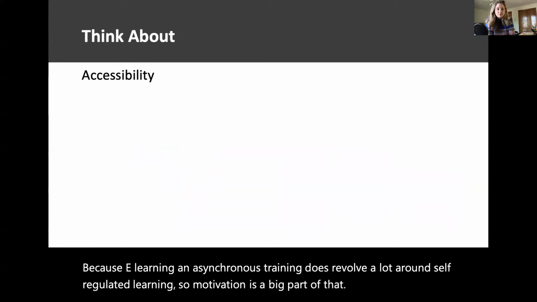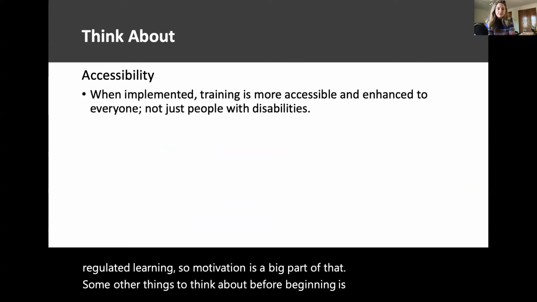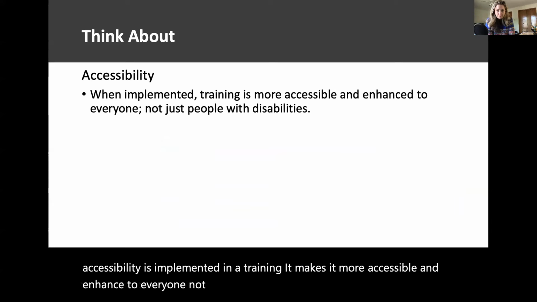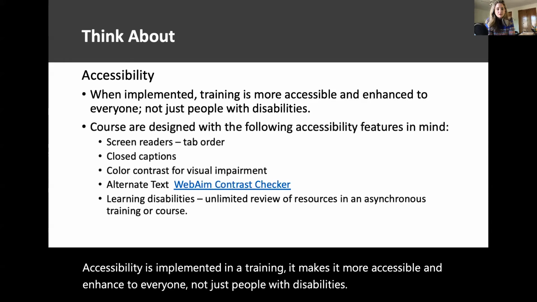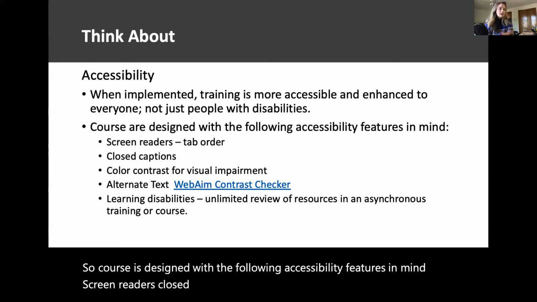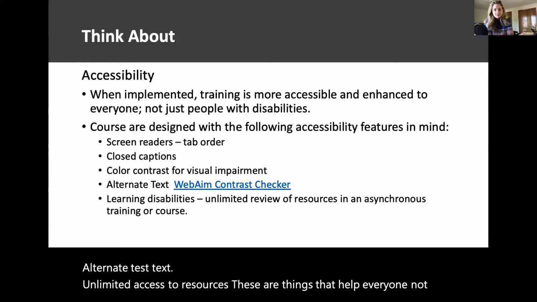Some other things to think about before beginning is accessibility. When accessibility is implemented in a training, it makes it more accessible and enhanced to everyone, not just people with disabilities. So courses designed with the following accessibility features in mind: screen readers, closed caption, color contrast, alternate text, unlimited access to resources. These are things that help everyone, not just people with disabilities.